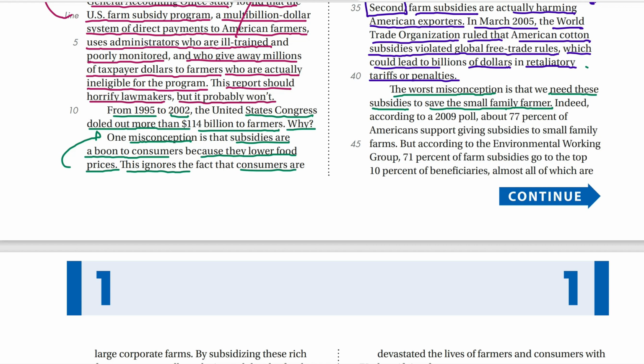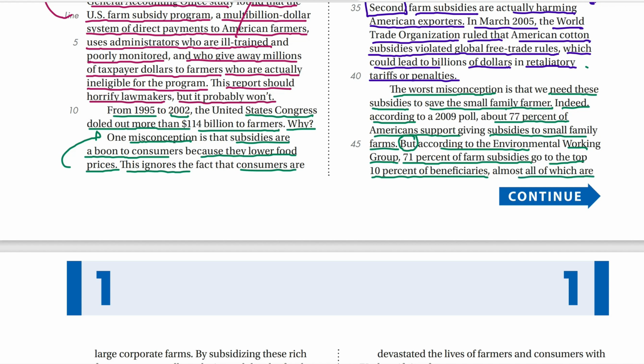That is the purpose of the subsidies, isn't it? The purpose is to save the small family farmer. Indeed, according to a 2009 poll, about 77% of Americans support giving subsidies to small family farms. That's true. Most of the statistics say we should help small family farms. But, and that's a turn of direction, according to the Environmental Working Group, 71% of farm subsidies go to the top 10% of beneficiaries. Who takes these subsidies? The top 10% of beneficiaries, the wealthy farmers, the people who have a lot of money and a lot of land.